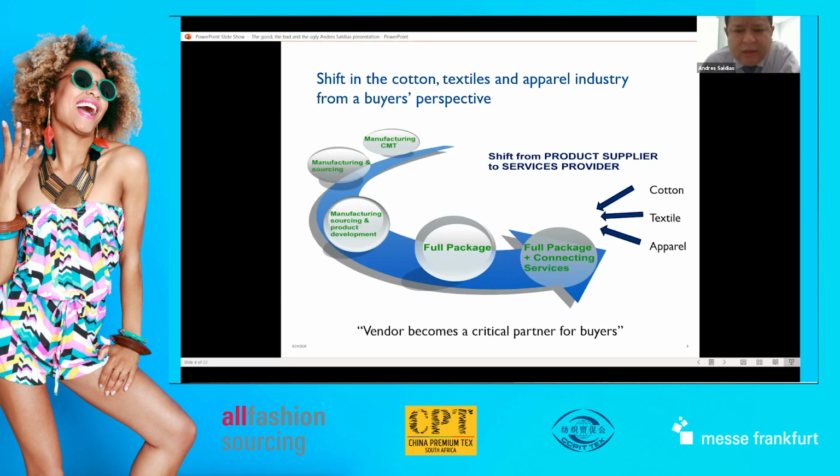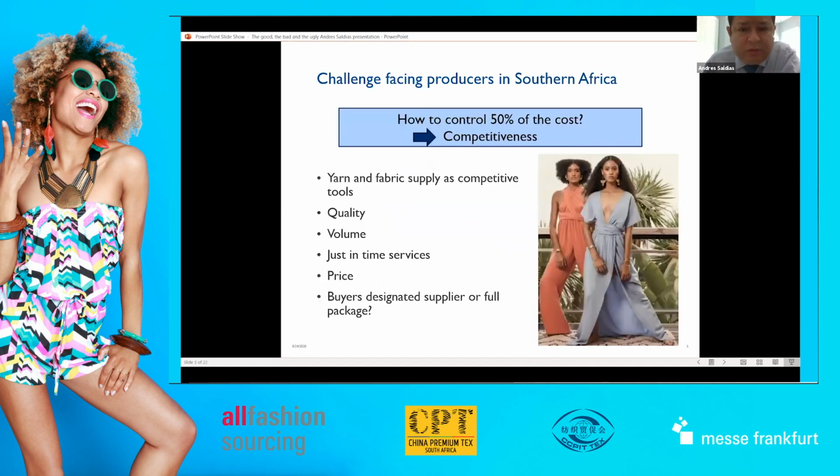Of course, it's a huge investment to have the textile portion in addition to the labor portion. And lately, there is a new trend, which is the connecting services, which means that you will be taking care of all the logistics from the manufacturer to the buyer's warehouse. So as you can see, the vendor becomes a critical partner for buyers and has been progressing from just providing labor to providing full package and connecting services.